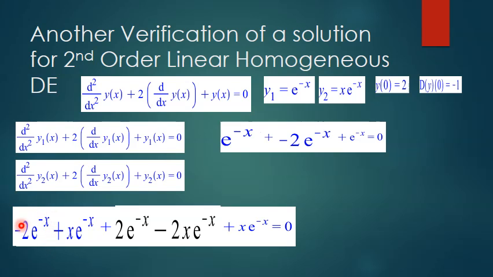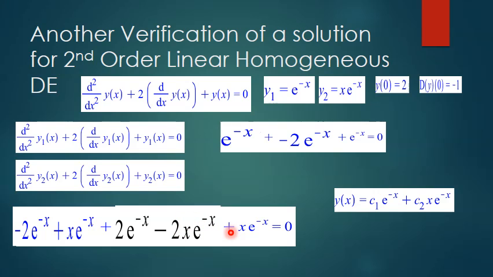I got a negative 2e to the minus x. Here's a positive. Those will cancel. I have a factor of x e to the minus x. Another factor of x e to the minus x, so that's 2 positives. And I got 2 negatives here, so they add to 0. This is indeed a solution.